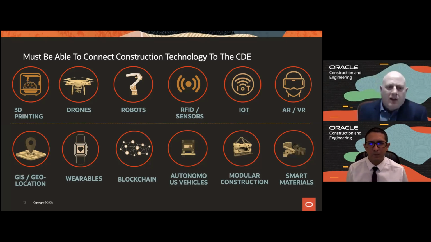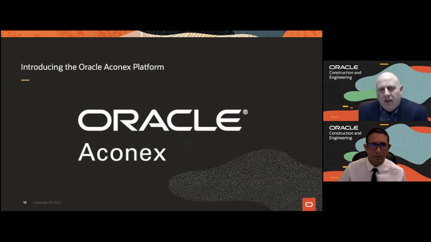If I think about things like on the slide, drones for progress measurement, RFIDs for tracking materials and people, Internet of Things sensors in the field, augmented reality or virtual reality to interpret designs better, blockchain or smart materials, that common data environment that everybody needs to work from needs to be able to accommodate integration to all these different construction technologies. And that platform is Oracle Aconex.